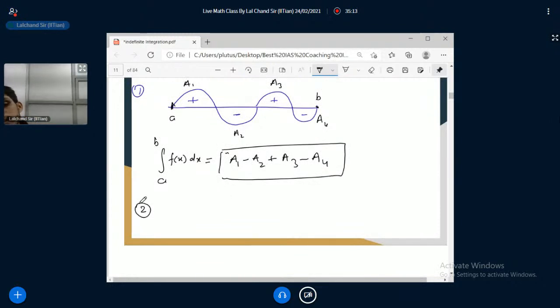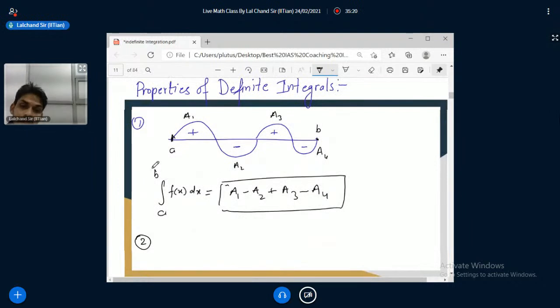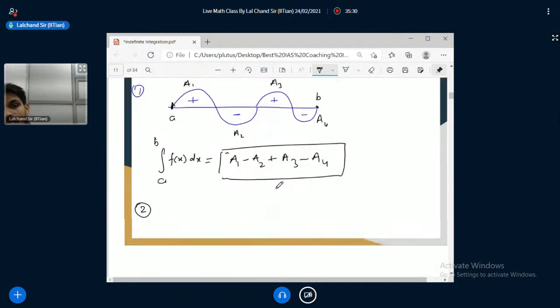And what is the second property? If we are asked in the question to calculate the area instead of the definite integral, then we have to consider each area in absolute terms. If someone asks for the area from point A to B, then we have to consider each area positive. If someone asks for the definite integral from A to B, then we have to consider area with sign. So above the x-axis positive sign, below the x-axis negative sign.